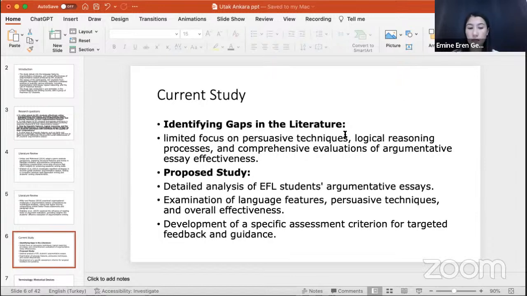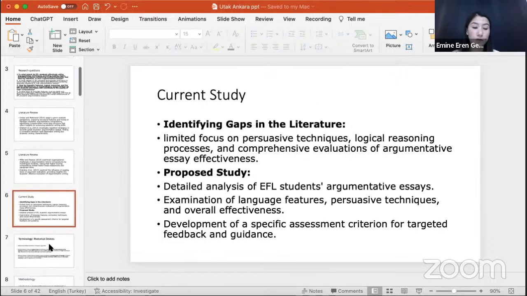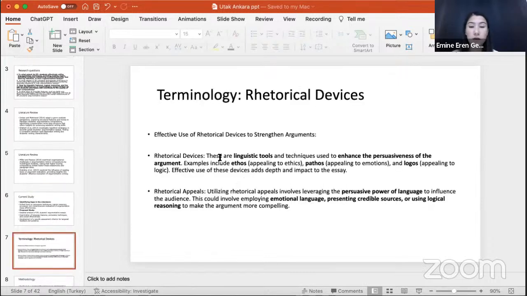So in our study, we had a detailed analysis of EFL students' argumentative essays and examination of language features, persuasive techniques, and overall effectiveness. We also developed specific assessment criteria for targeted feedback and guidance for our students. Before starting, I just wanted to share some terminology, like the rhetorical devices. They are the linguistic tools and techniques used to enhance the persuasiveness of the argument, like ethos, pathos, and logos.